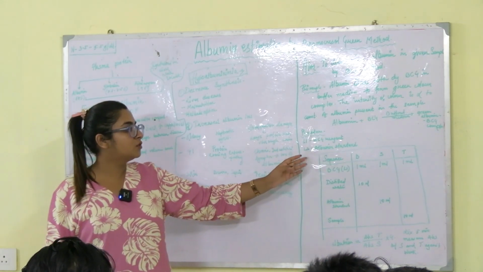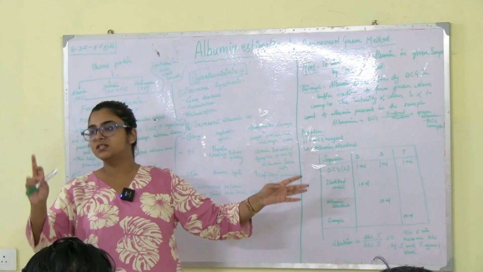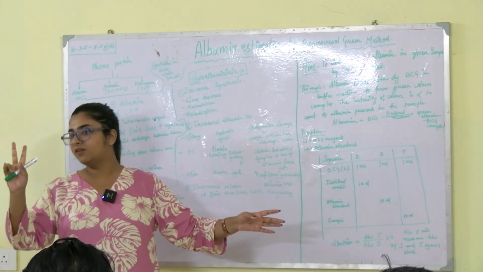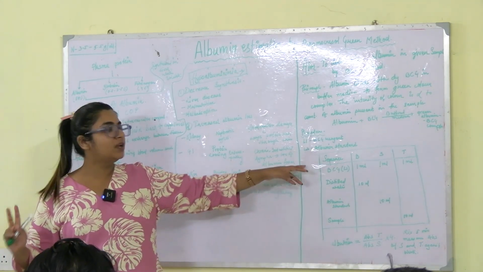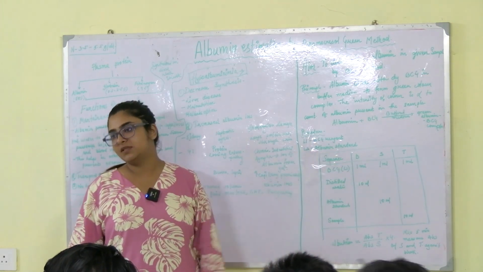Okay. Now we'll move to the procedure part. Here we have two reagents. In calcium we had how many reagents? 3 reagents we had in calcium, no? L1, L2 and calcium standard. Here we only have 2 reagents. L1 is the BCG reagent and L2 is the albumin standard.